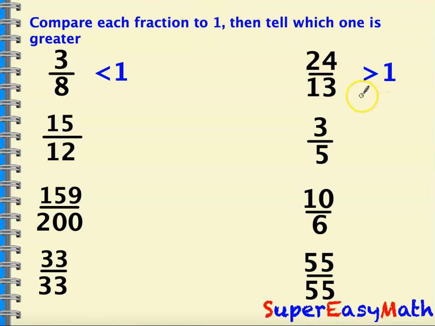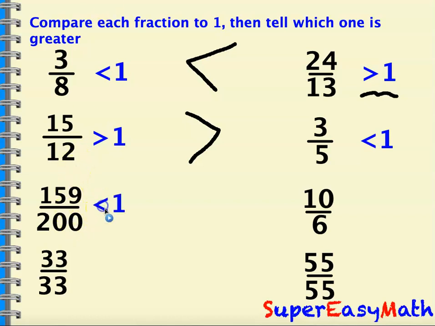Always, the fraction which is greater than 1 will be greater than the fraction which is smaller than 1. So here, 15 over 12 is greater than 1, numerator is greater than denominator, and here it's smaller than 1. So this fraction is greater. 159 is smaller than 200, so it's less than 1. And 10 is greater than 6, so it's greater than 1. So the fraction which is greater than 1 will be greater.